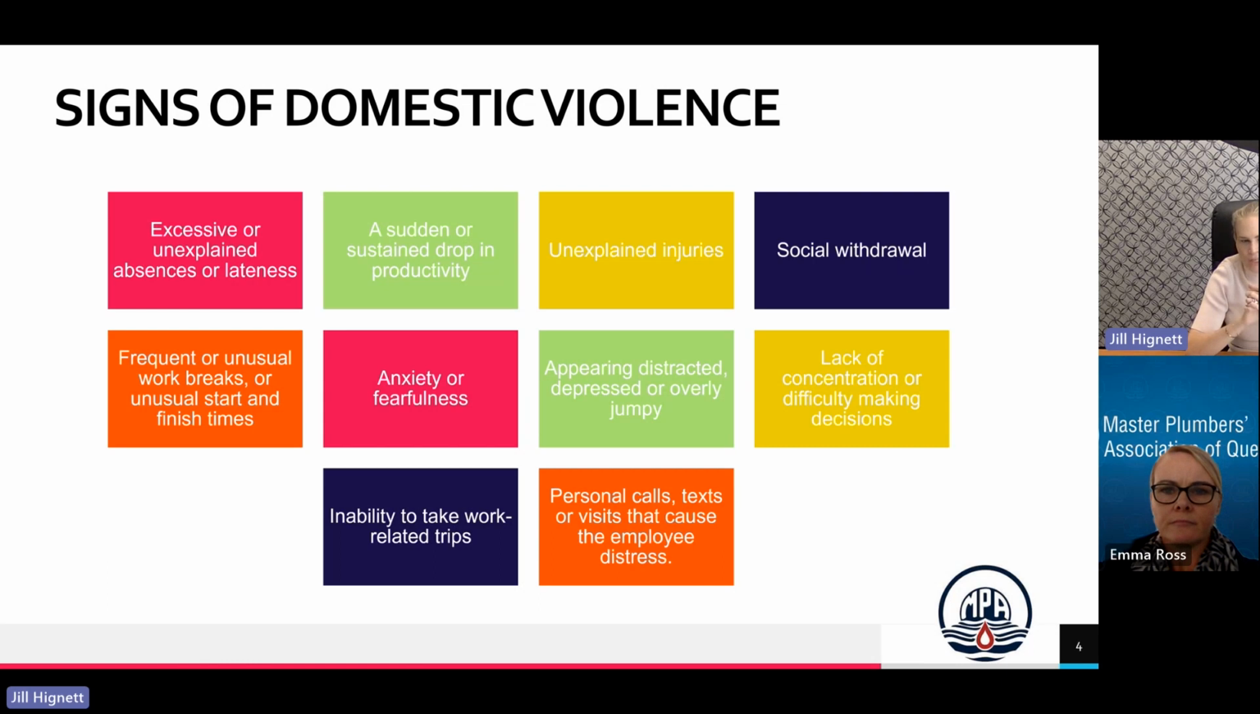A lack of concentration. An inability to work or take work-related trips, that comes down to a personal pressure, and then the personal calls, etc. So these things can all obviously be signs of things other than domestic violence. They can be just everyday pressures, and that's where I caution jumping to a conclusion about something.